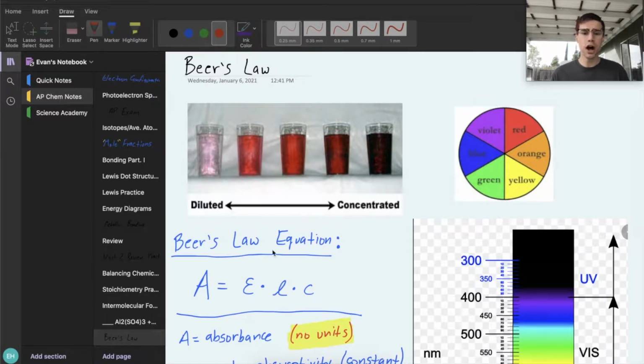So Beer's Law is an equation that we can use where if we have enough data already, we could take either of these solutions, run it through a spectrometer, which we'll look at in a minute, which is the machine that we use to study the absorbance and intensity of different solutions. And you could determine exactly what the concentration of this solution is versus the other solution.